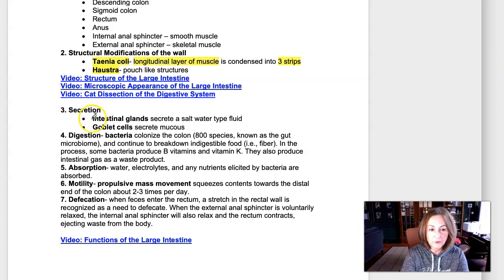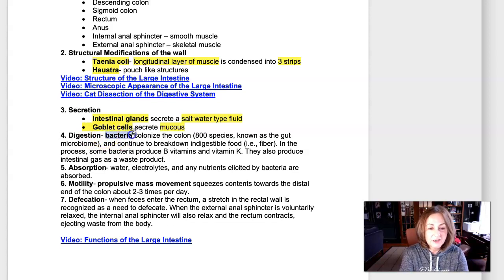So as far as secretion goes, we know that there are intestinal glands, and really all they do is secrete a salt water type fluid, so very much like the small intestine. We also have goblet cells, and we know that the goblet cells secrete mucus. As far as digestion, remember, digestion has largely occurred in the small intestine. There are no digestive enzymes that are secreted by the large intestine.